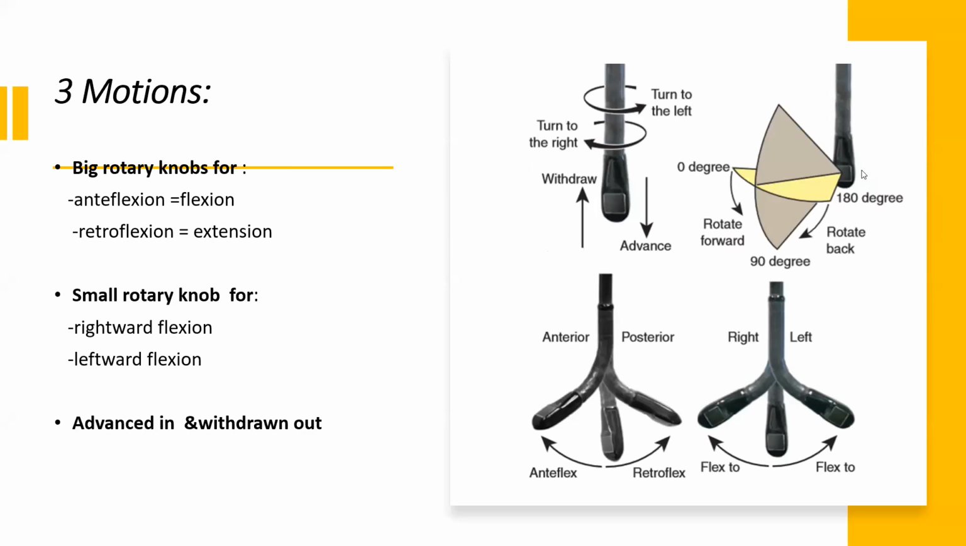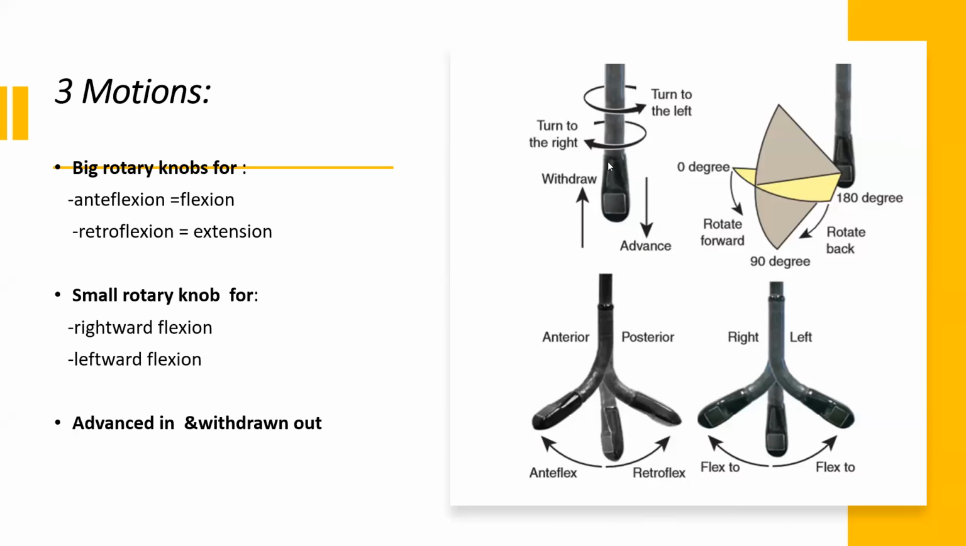Now you have the probe. You have 2 knobs in your hand. You hold it as if you are holding your pen, and you can see there are 2 knobs. One big knob will cause flexion and extension, or anti-flexion or retroflexion. Anti-flexion is anterior, retroflexion is posterior. And then you have up and down.